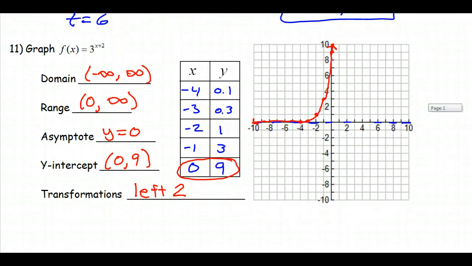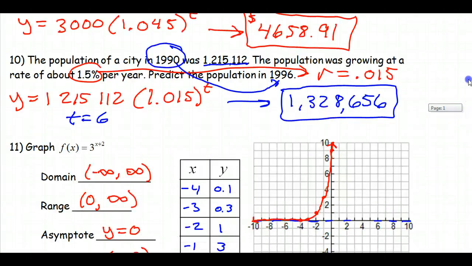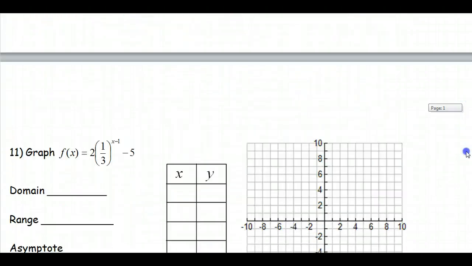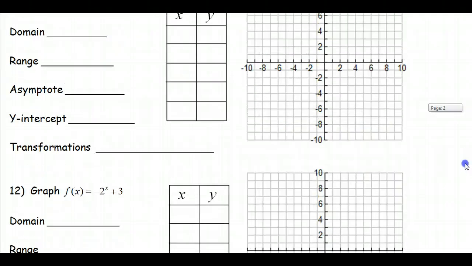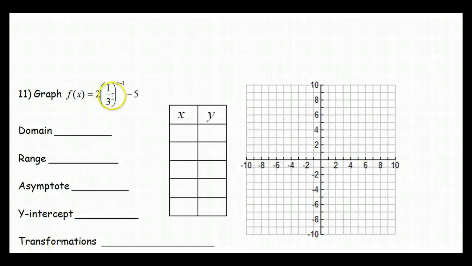Okay, let's take a look at number 12. Does that say number 11 twice? That's 11. And then this also says 11. Okay, let's look at another number 11. That's silly. Just type this equation into the calculator. 2 times 1/3 to the x minus 1 power.